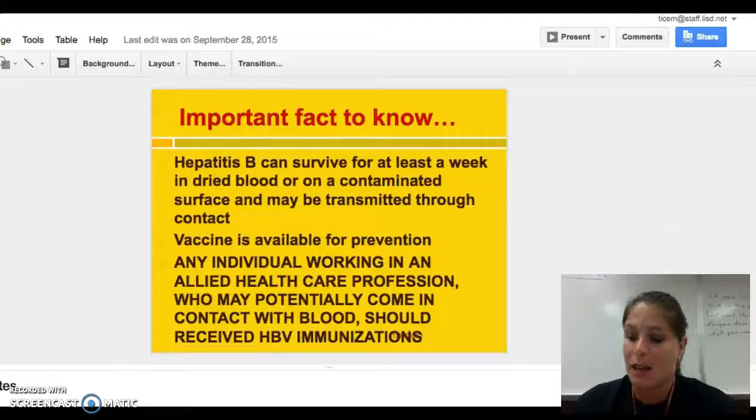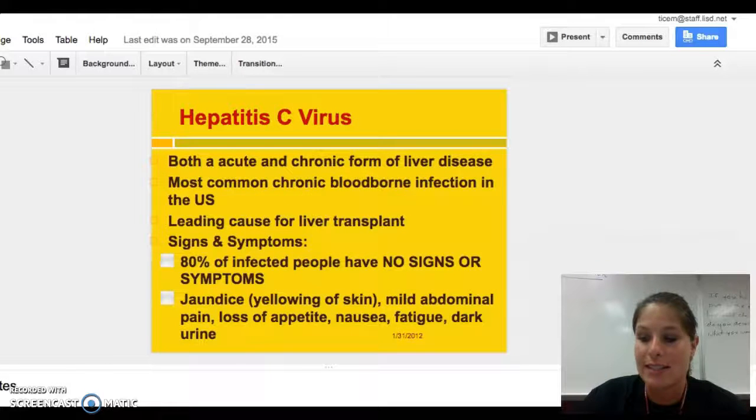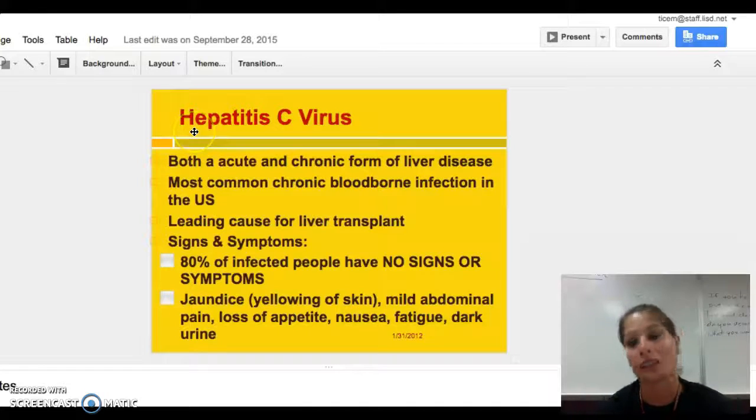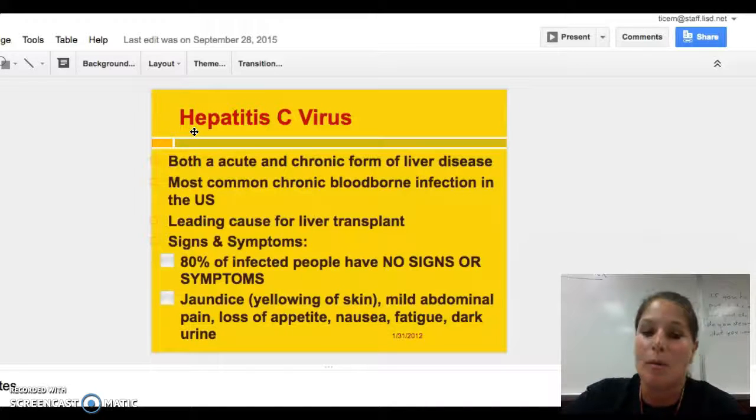Okay, our next condition is hepatitis C. Again, we still see the "itis," meaning inflammation, and "hepat," meaning the liver. So we're still dealing with the same part of the body, but just a little bit different virus. Hepatitis C is acute and chronic.